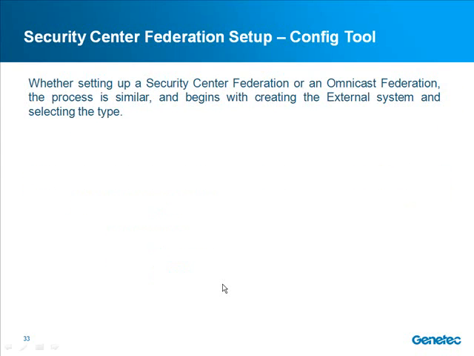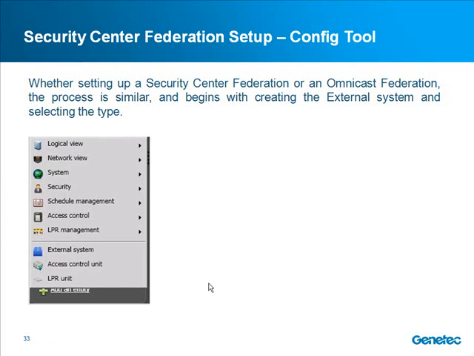Now, to add the federated system, either for an Omnicast or Security Center federation, you'll need to add an external system from the config tool. This can be done either in the network view by clicking on the Add an Entity button and choosing External System, or from any other view you can click on Add an Entity, choose the network view here, and click on External System.